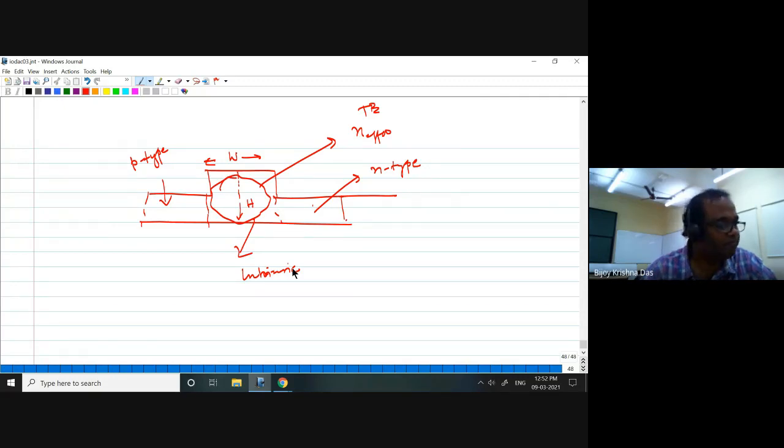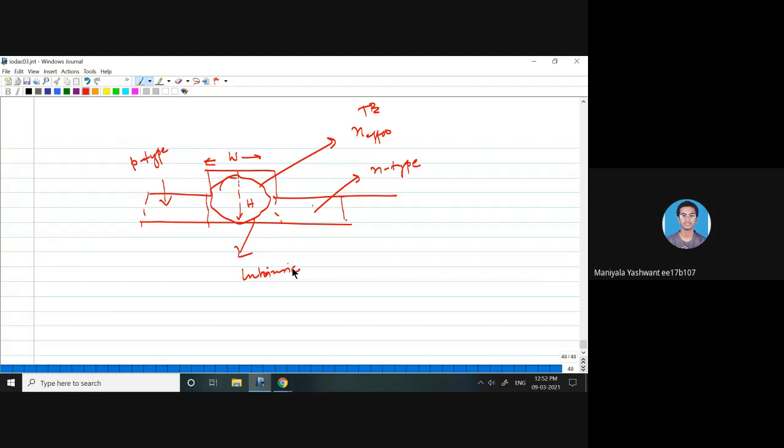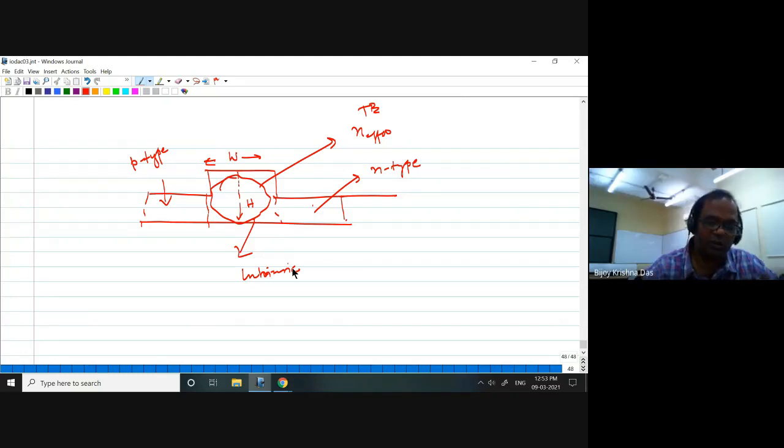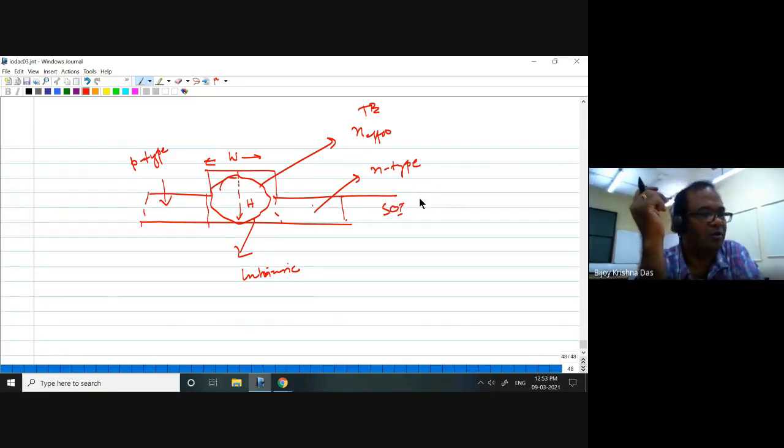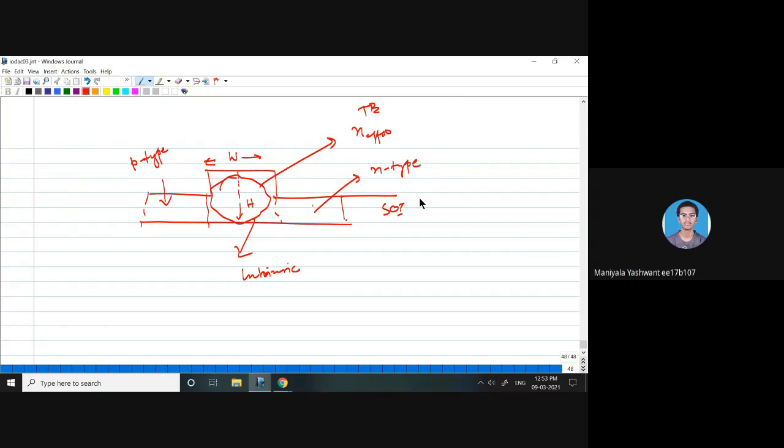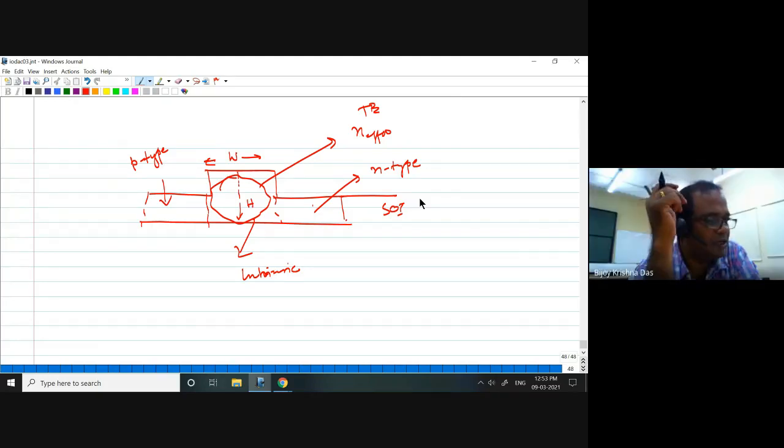Intrinsic means no doping. For an optical waveguide, you need an intrinsic semiconductor. Why is that? Forget about p-type and n-type for the moment. Normally, for waveguide design in silicon, you prefer silicon on insulator that should be intrinsic, doping free. The impurities may scatter the light, and total internal reflection may not hold.